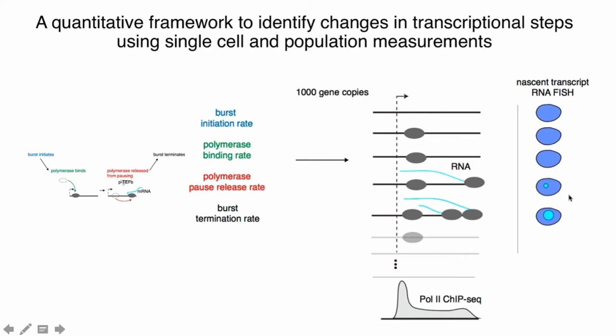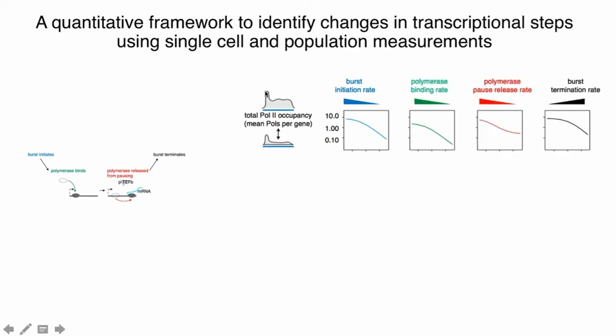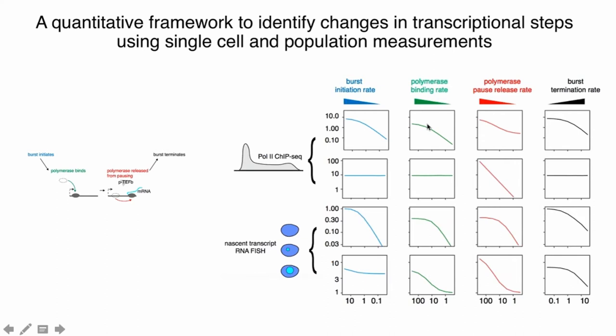So I described one set of simulations with one set of values, but we'll vary each of those individual values through a 1,000-fold range. And that'll give us the information, if I change one rate, what should happen to Pol II ChIP-seq values? What should happen to nascent transcript RNA FISH? And so here's an example of what those predictions look like. If I reduce burst initiation rate, this model predicts that the average amount of Pol II at a gene should be decreased. And so I can make this kind of prediction for changing each individual rate, and then I can make them for a number of different experimental measures. I'll go into the specific measures I'm using more later, but Pol II ChIP-seq and nascent transcript RNA FISH measures.